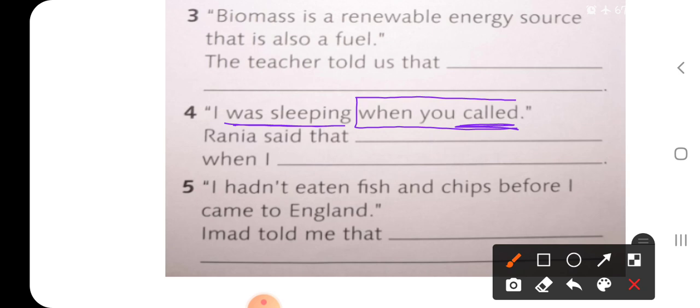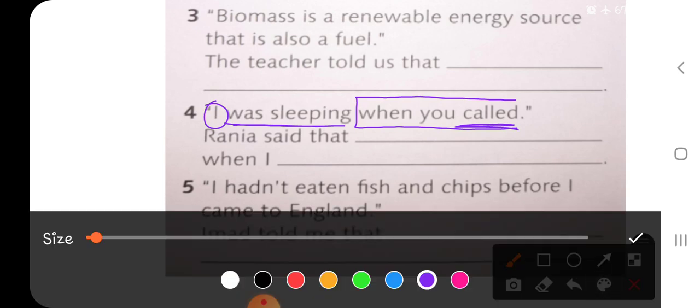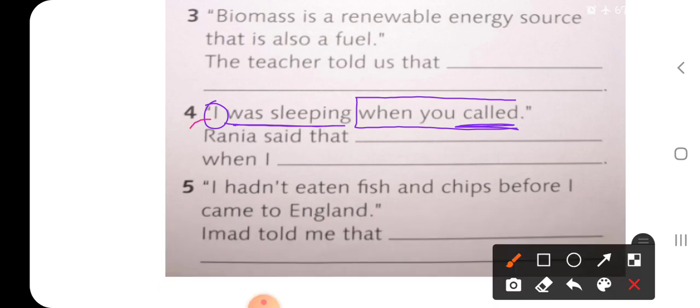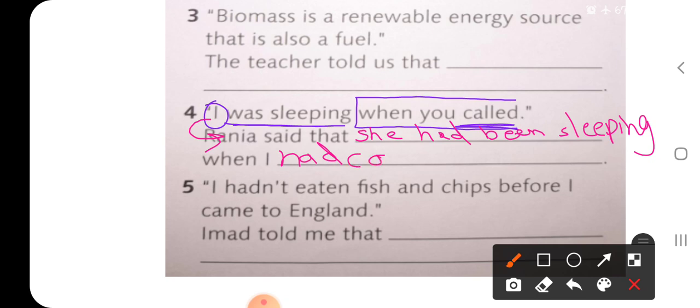Okay, so was sleeping, what does it become? Or before we get to was sleeping, what do I have? I refers to what? To the speaker. Who's the speaker? Rania. So Rania said that she, okay, was sleeping is changed into what? Had been sleeping. Okay, had been sleeping. So when I what? When I had called, when she had called, sorry.